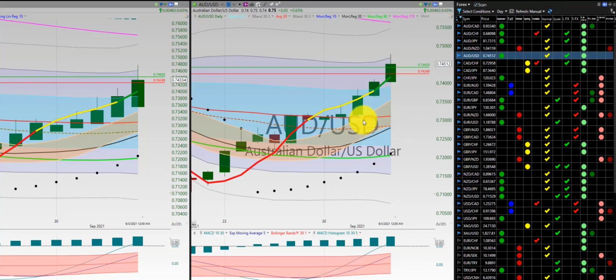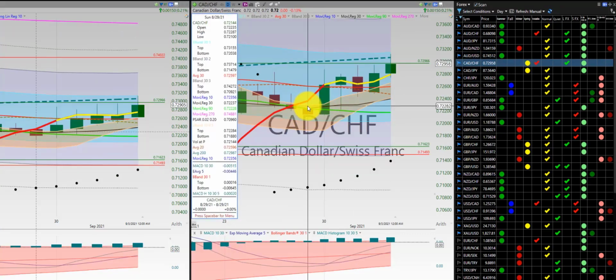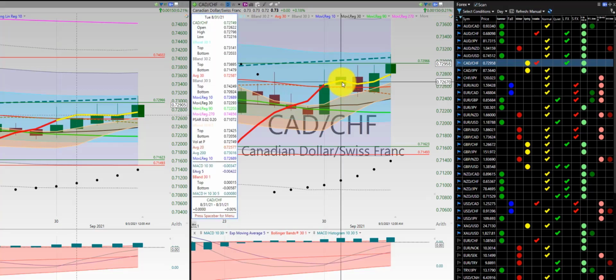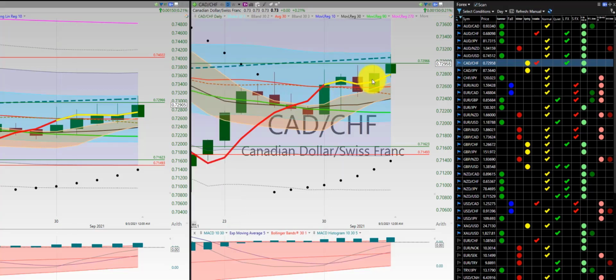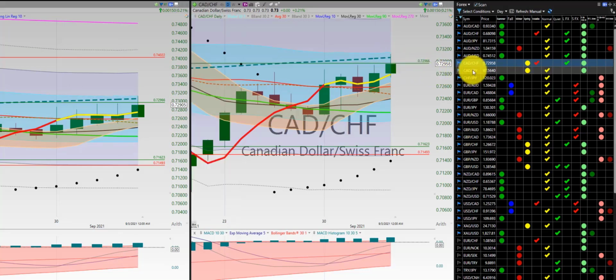Aussie dollar, US dollar, 1, 2, 3 punch out. Canadian dollar, Swiss franc. There's an initial trade here, out for a small loss here on this trade. No trade here. Heikin-Ashi not in agreement. And below the RL10, this was also not in agreement. But we did have an initial trade here, and we were out at the 200 to end the week.